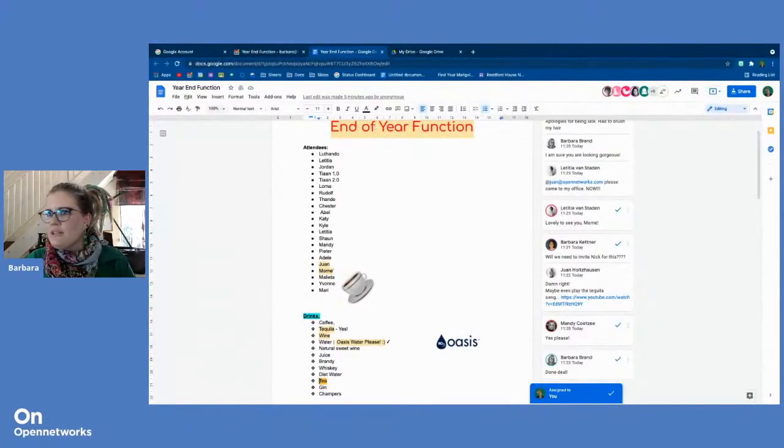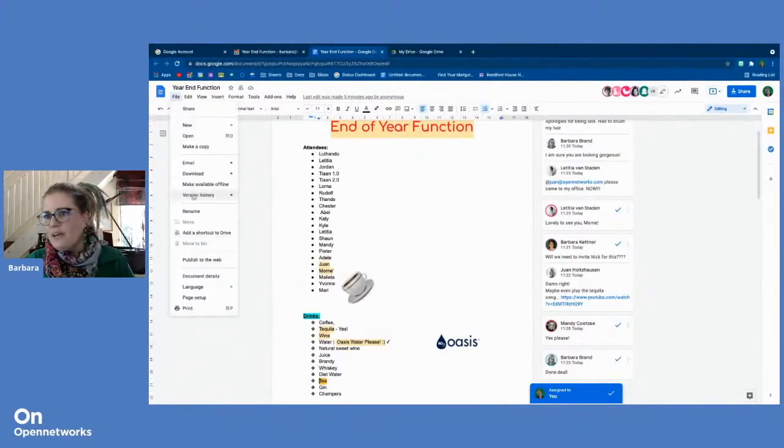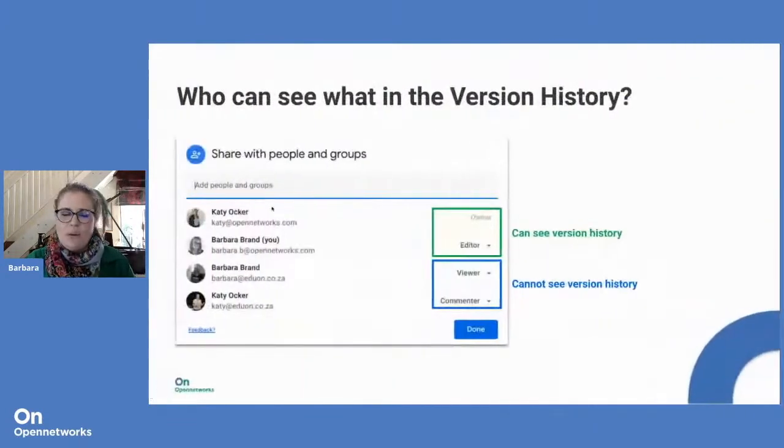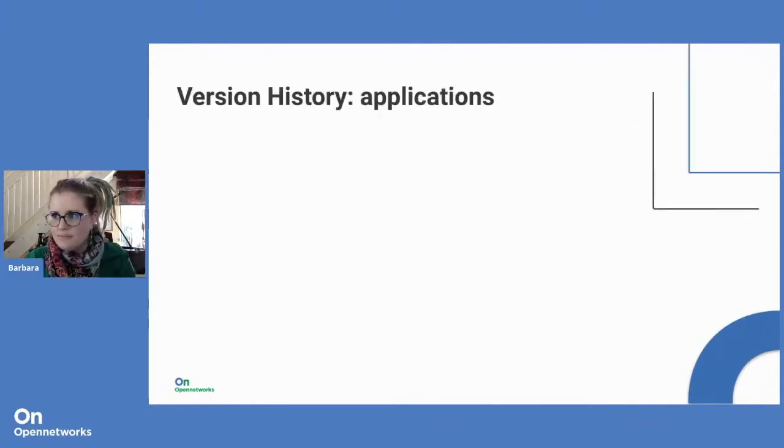You're able to go into it either by going File, Version History, and See Version History if you have editing rights. However, if you give somebody viewing or commenting rights, then they are not able to see the version history, which is also nice to just know that that level of control that you have. So let's have a look at some applications of how to use version history.